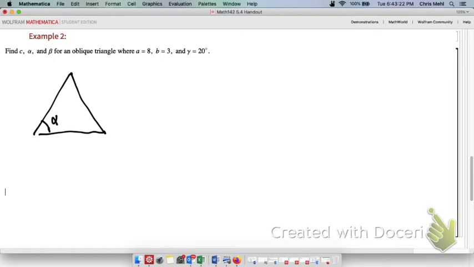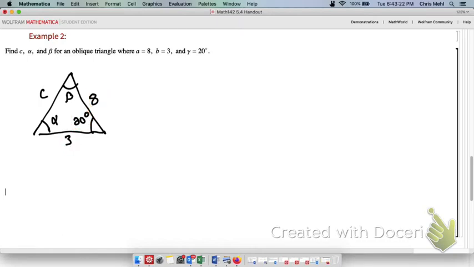So the angle on the bottom left is alpha. The angle on top is beta. The angle on the bottom right is gamma, which is 20 degrees. The side opposite alpha is A, that's length 8. The side opposite beta is 3. And the side opposite gamma is unknown, so that value is going to be C. Now again, in the picture, how do I know I need to use law of cosines first? I have two sides, and I know the angle between them. So I can use law of cosines to solve for C.